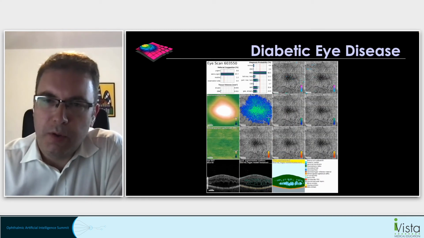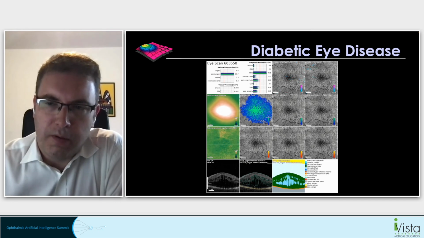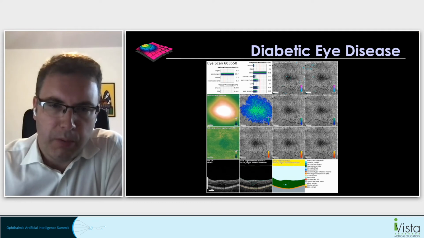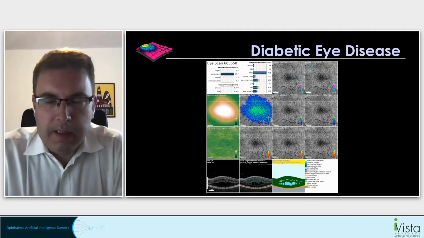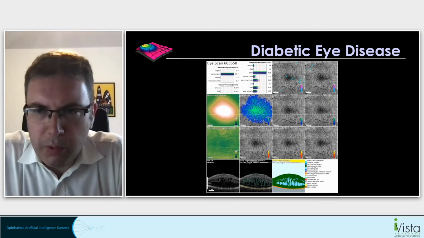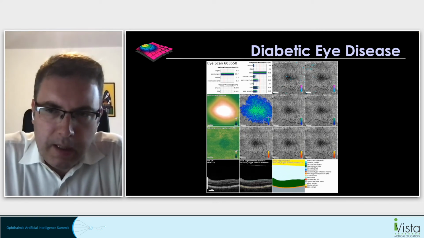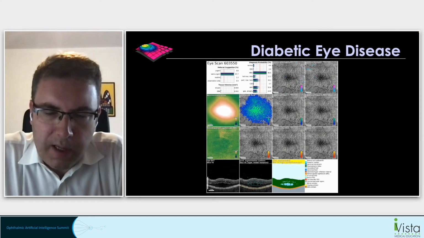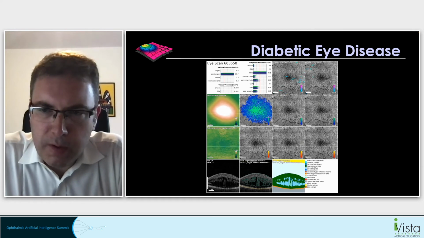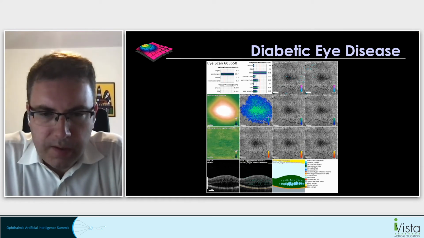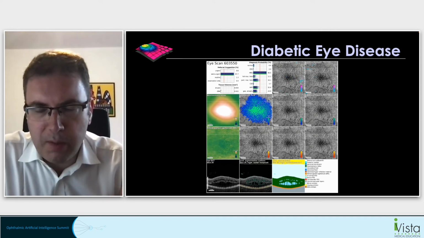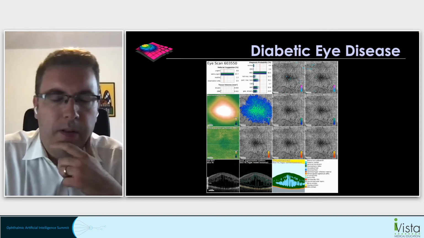Now, let me just show you a few examples of the artificial intelligence system in action. The first is a very simple one. This is a patient with diabetic eye disease. I believe it's a patient in their 40s with very poorly controlled type 2 diabetes. Essentially, we take an OCT volume scan, which you can see in the bottom row. We feed it into the first of two neural networks. The first of these is a segmentation network, so that delineates between 10 and 15 different anatomic parameters on the OCT volume.